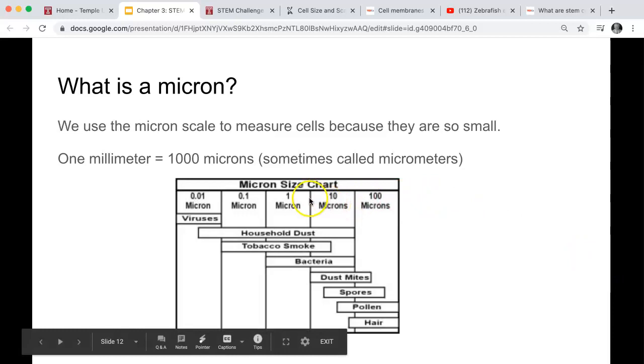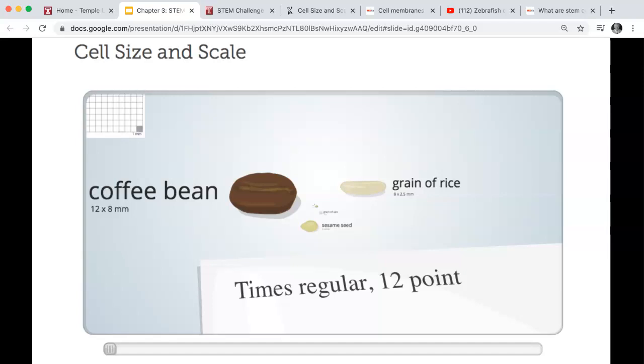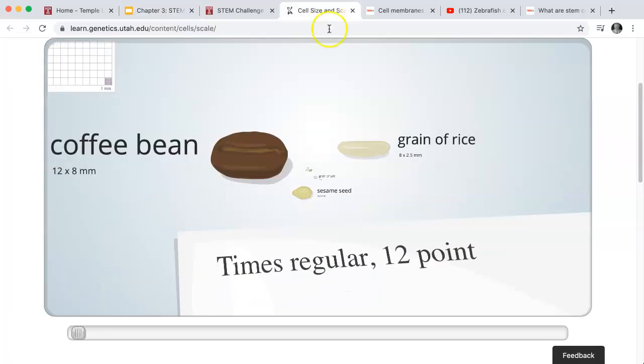But let's go down. 1 micron is a bacteria cell. So bacteria range anywhere from 1 micron to 10 microns large. You'll also hear the term micron used as micrometers, those 2 terms are synonymous. To give you a sense of size, in the presentation we are linked to this interactive. I'm going to tab over here to this live interaction. I'd like you to take a look at it.